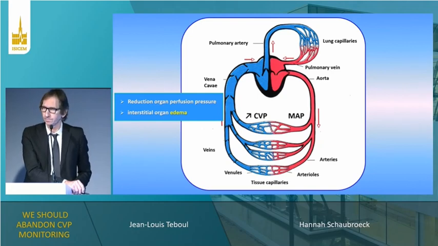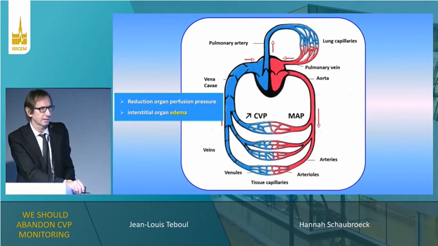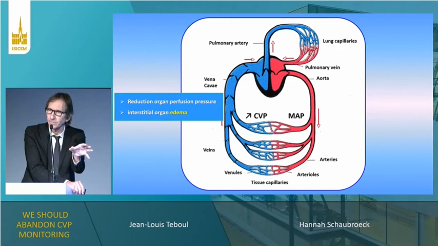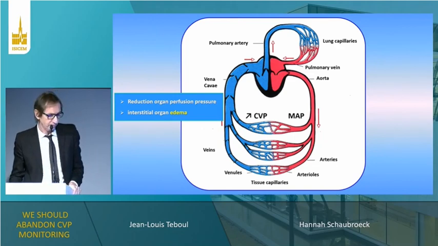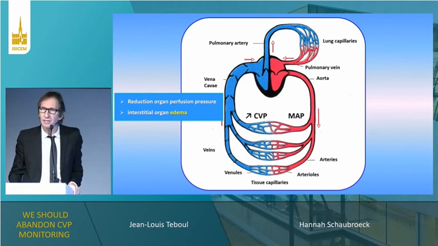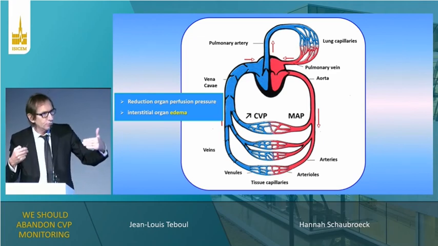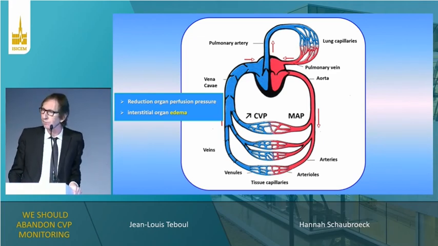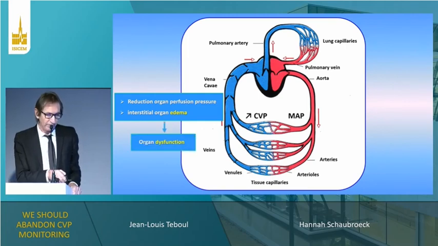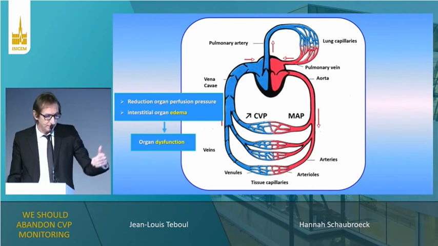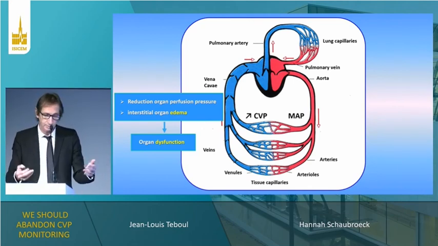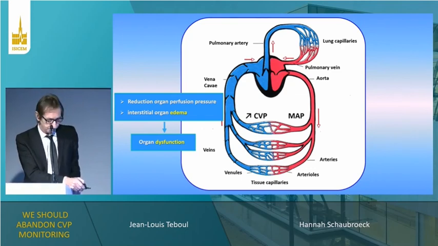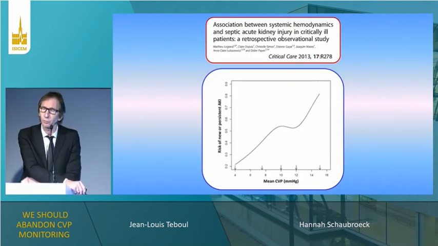But also, if you have an increased CVP at the level of the venules, you have a risk of interstitial organ edema, which can also alter the organ function. And both effects, reduction of organ perfusion pressure and increase in the interstitial organ edema, can result in organ dysfunction. And this is well illustrated by some studies.